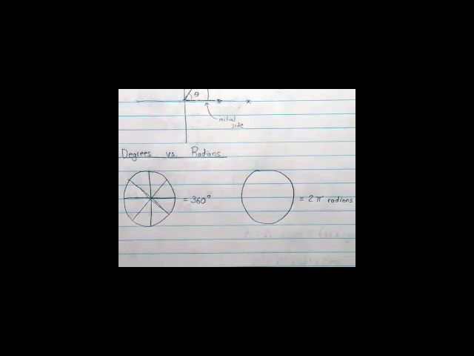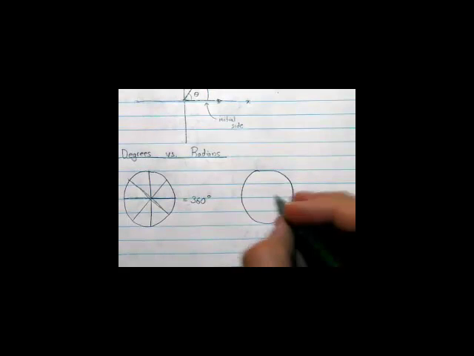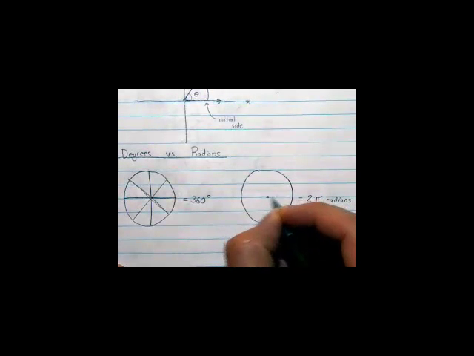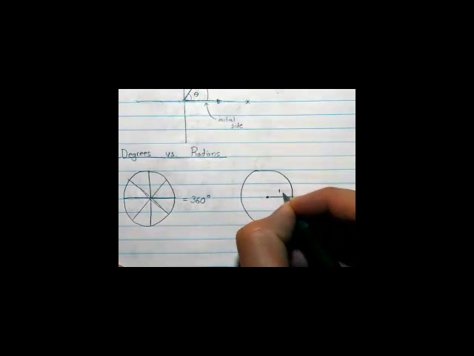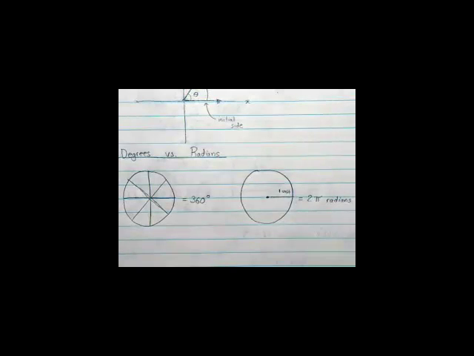Well, the radian comes from the word radius. It has a relationship with the radius of the circle. So let's say the radius of my circle is 1 unit. Okay? So what is the circumference of the circle?